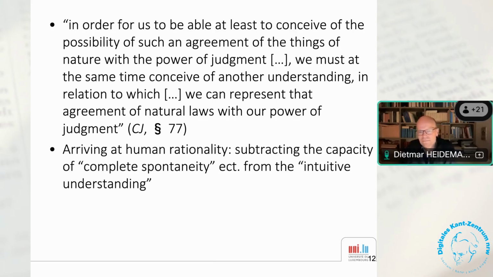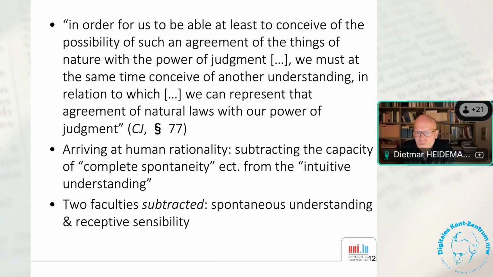So to bring this to the point, arriving at human rationality, according to the subtractive model, means subtracting the capacity of, as Kant says in 77, complete spontaneity and so on, from the intuitive understanding, to then arrive at two faculties of human understanding, namely the spontaneous understanding and receptive sensibility. And if this is a viable option, then it's clear it's not transformative.